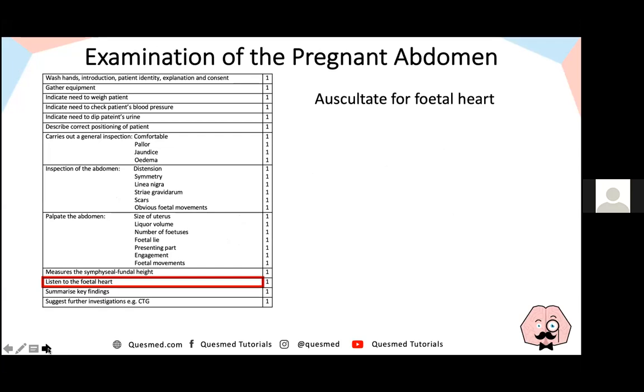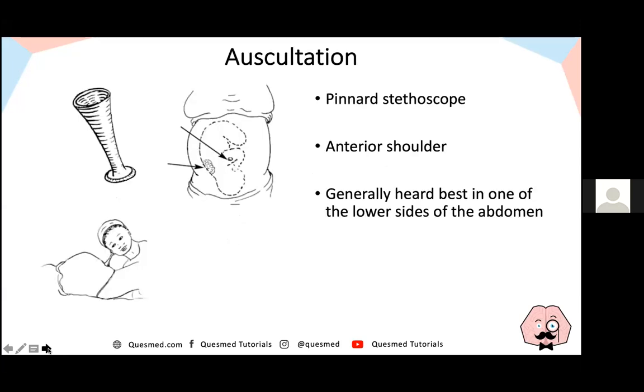Next we auscultate. We are using the Pinard stethoscope there. What we're trying to hear over is the anterior shoulder. If you've managed to figure out where the head is, you can probably manage to figure out where the shoulder is going to be. You want to place your Pinard stethoscope over the anterior shoulder, with the big open end on the belly and the smaller flat end towards your ear. Then you want to remove your hands from the stethoscope like you can see in that picture there, so it's only your ear that's interfering with it.